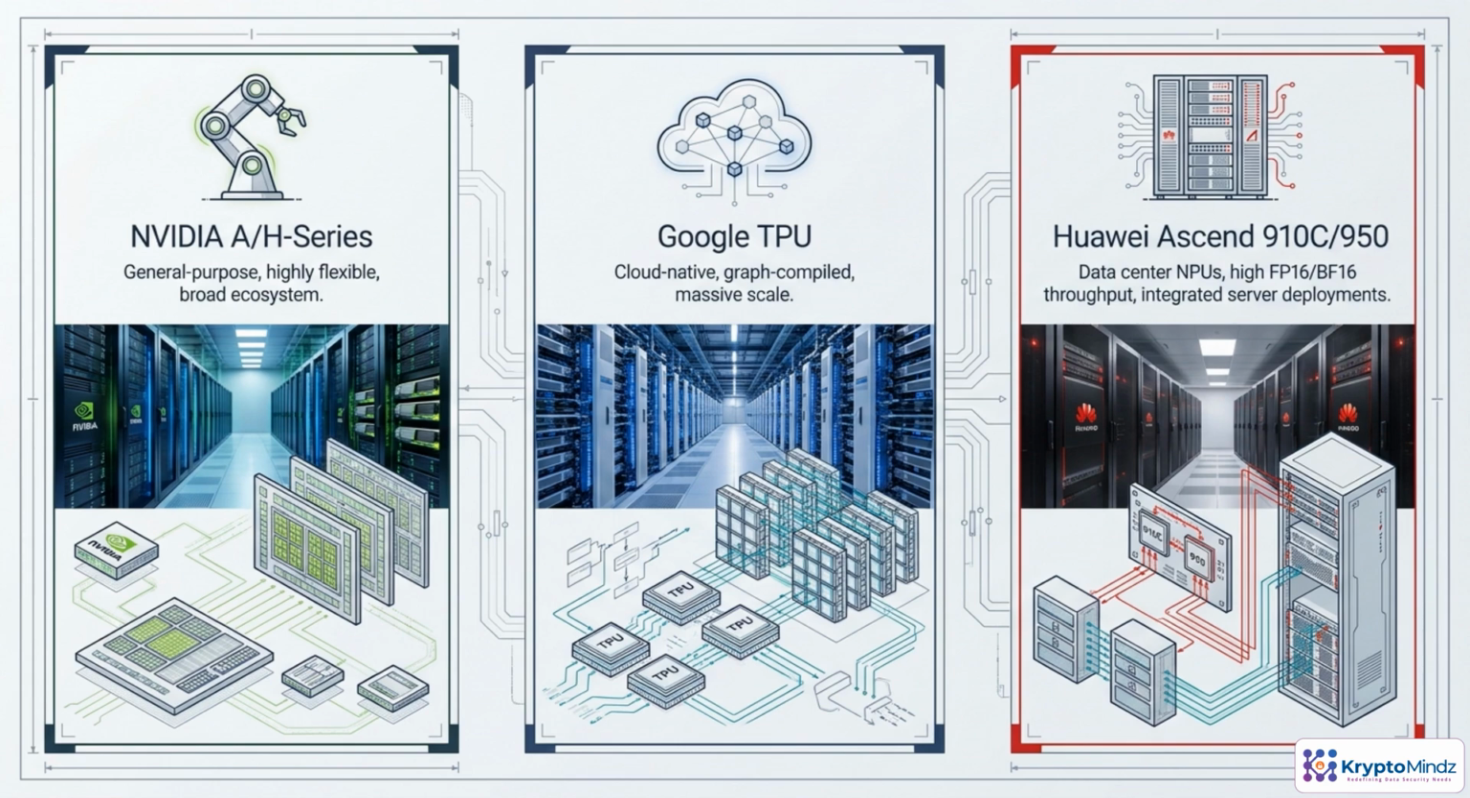You can think of these three accelerator platforms as different personalities for deep learning. NVIDIA GPUs are the generalists, very flexible, with broad framework support, and able to handle almost any workload from research experiments to production. Google TPUs lean into scale and efficiency. They're strongest when your model fits a graph, compiled cloud-native workflow, especially for large, steady training jobs. Huawei Ascend focuses on dense data center deployments with high FP16 and BF16 throughput, and tightly integrated server hardware.